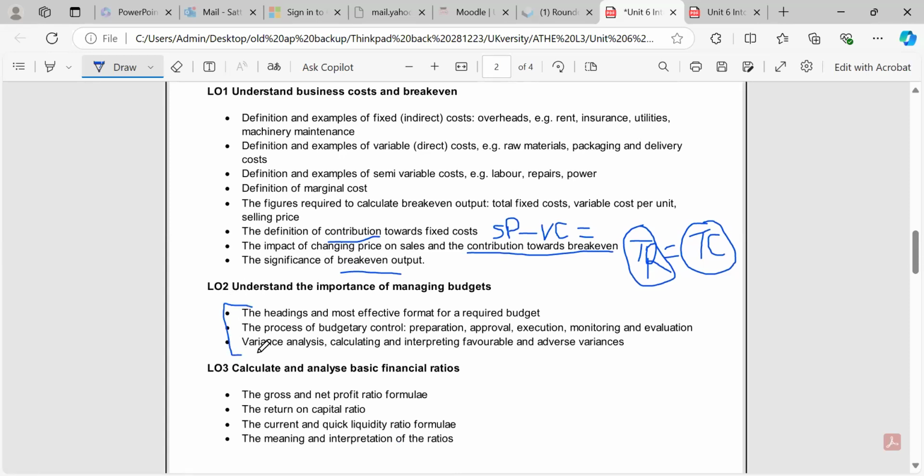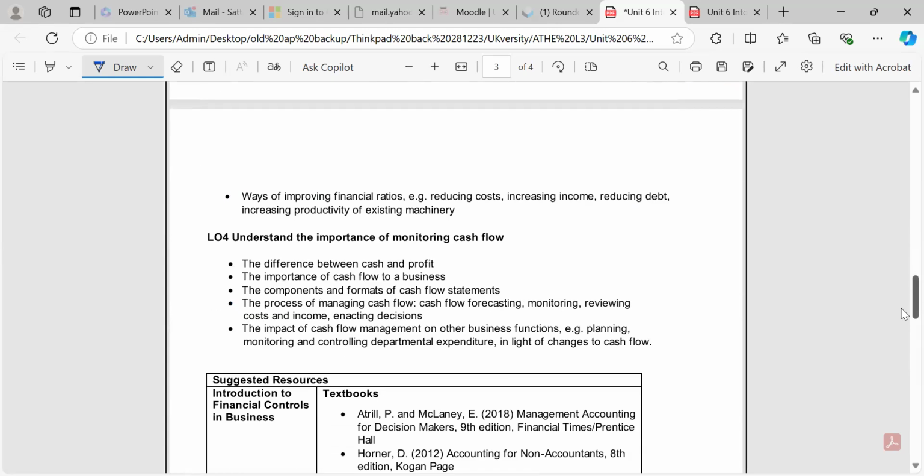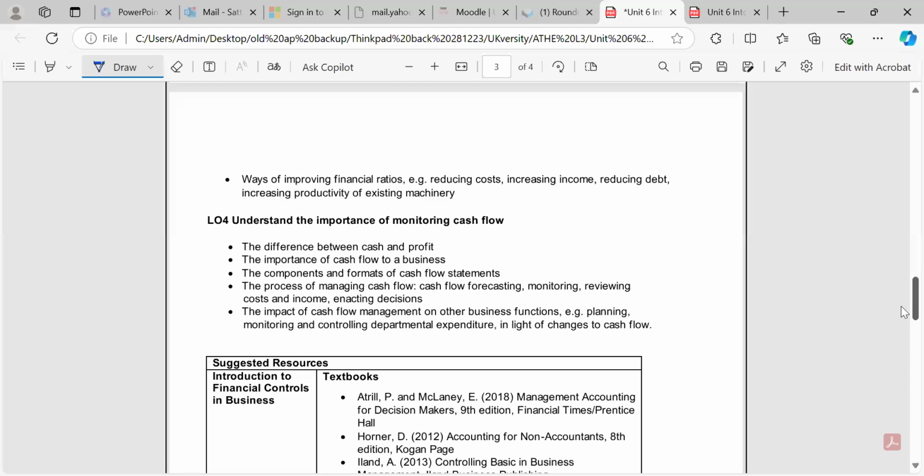So the next lesson will be about budget and variance. You can read if you want to. And the following lesson will be about ratios, and so on. That's the way, and you carry on doing the activities you've been given in the workbook, and we'll complete your assignment. Yes, okay, thank you.